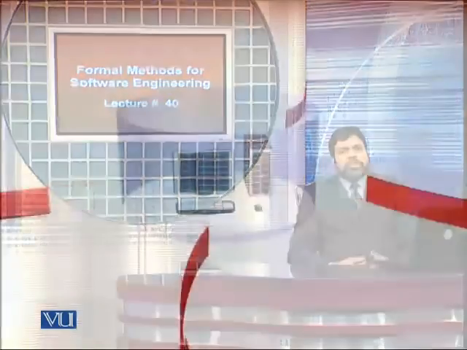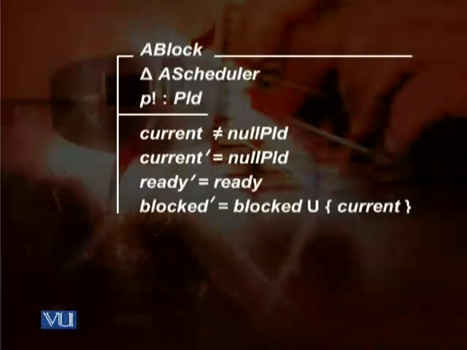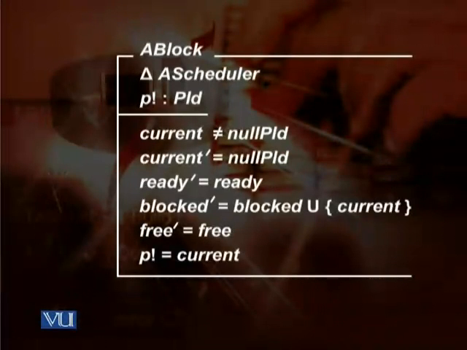Now let us look at the remaining couple of specifications. A block, which is similar, in this particular case it changes the scheduler. Current is equal to null PID. Now current becomes null PID. Ready remains ready, doesn't change. Now we take this current and put it into the blocked set, and so the blocked set has one more entry. Free doesn't change, and the output is current, the PID.